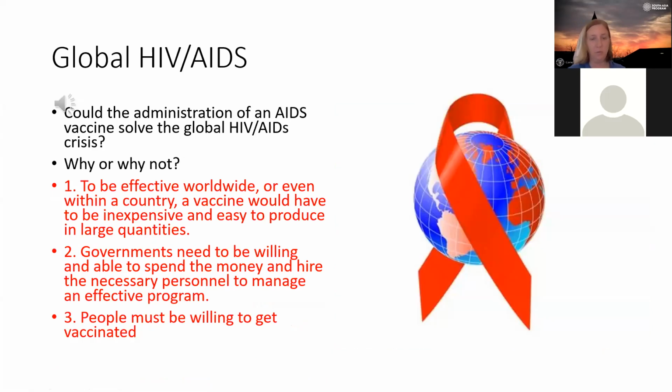To be effective worldwide or even within a country, a vaccine would have to be inexpensive and generic. Individual governments have to be willing to administer it, and people must be willing to be vaccinated. So there's so much beyond just biology here, and you would have to hire medical anthropologists or consultants to work with individual countries and people to get this to happen. So the premise is that health is not just biology. You have to look at social and cultural factors, and that is the very point of the field of medical anthropology. That's what it does.